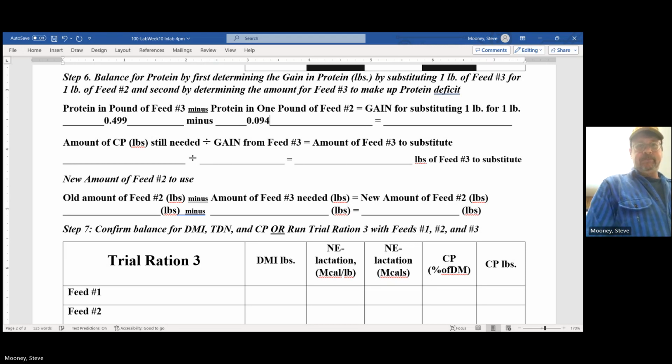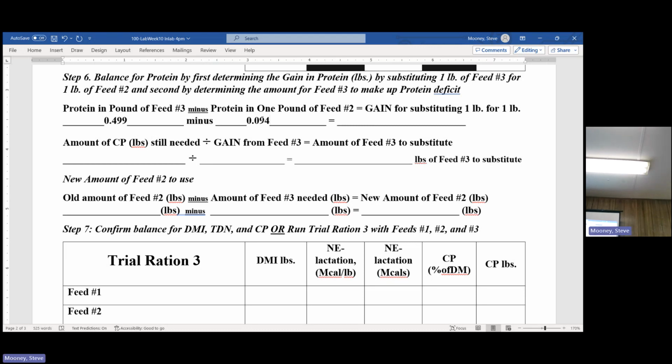No. Can't be 9.4 pounds in a pound. 0.094 pounds, almost a tenth of a pound in 1 pound of our feed 2. Remember, the line above gives you instructions. So what is our gain for substituting one feed for another on a pound for pound basis?